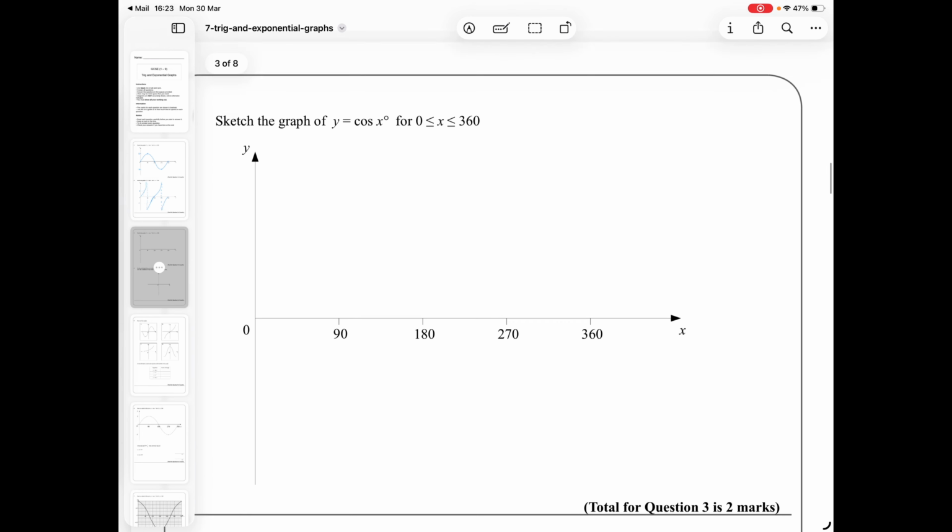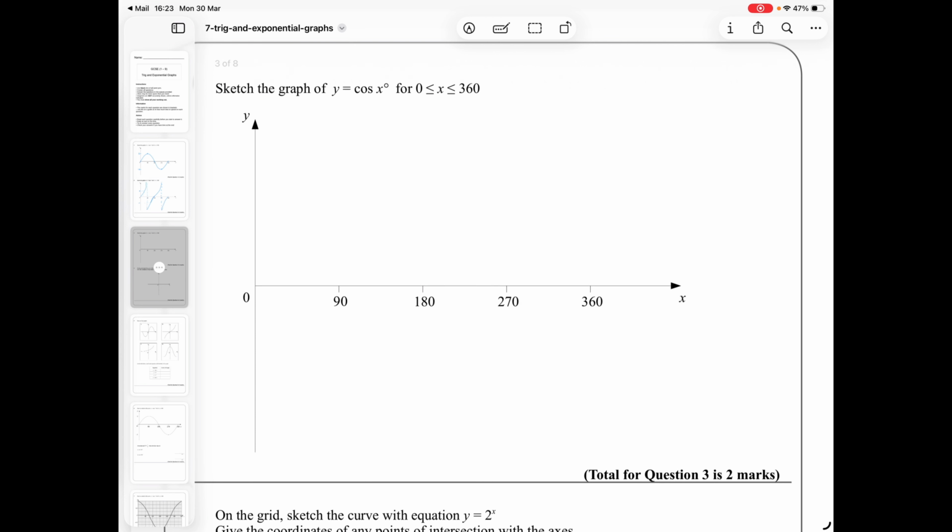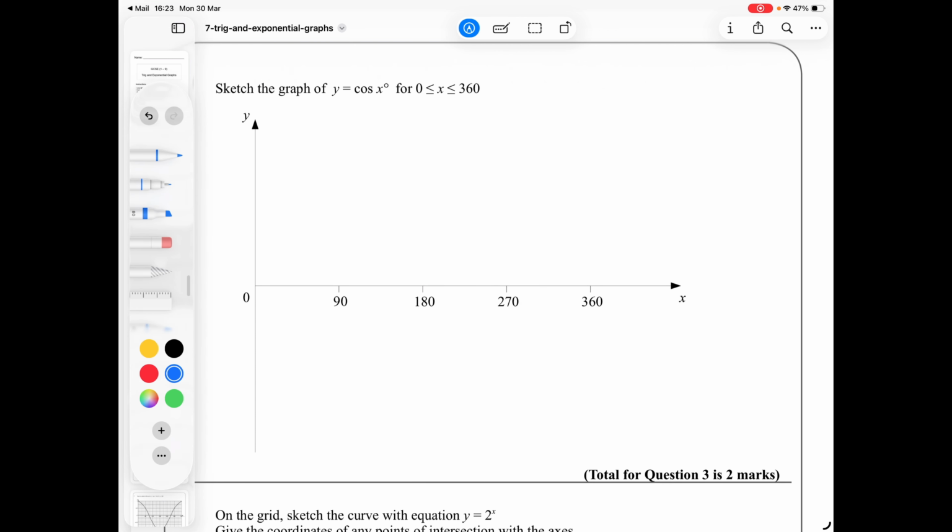Now, cos is exactly the same graph as sine, but we're going to use 1 and -1 again. And if you look, cos of 0 is 1, cos of 90 is 0, cos of 180 is -1, and then you just put this in and it flows through rather nicely.